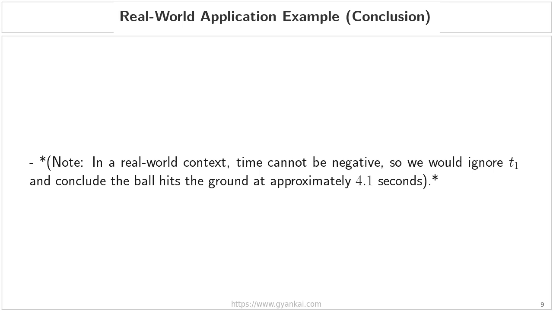However, we must apply a bit of common sense by looking at the real-world context of our problem. Since we are measuring the time elapsed after the ball is thrown, a negative value for time doesn't make sense in this scenario. We can't have a ball hitting the ground before it was even thrown. Therefore, we must disregard the negative result and conclude that the ball hits the ground at approximately 4.1 seconds.